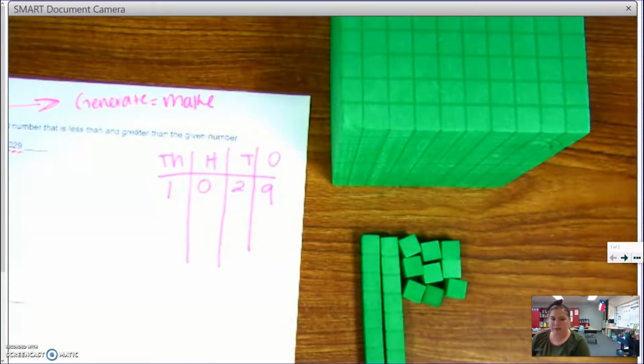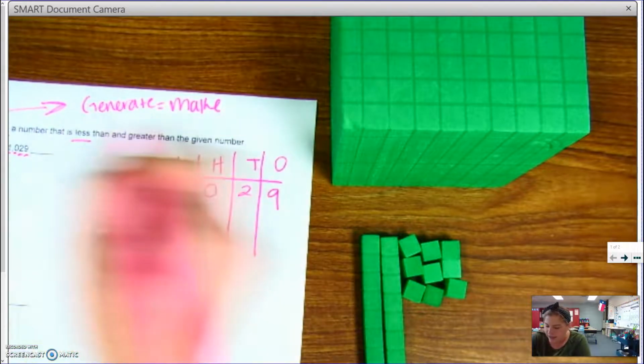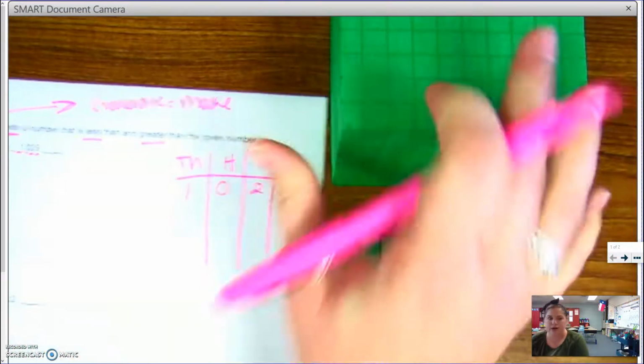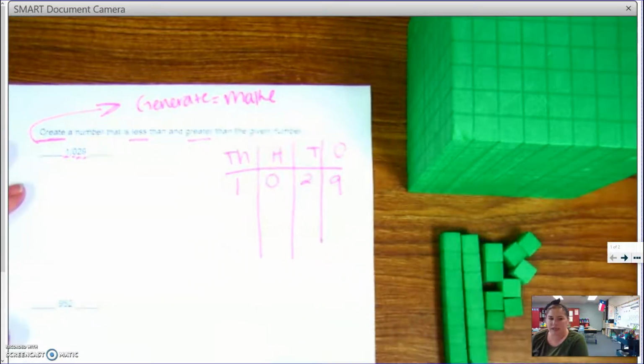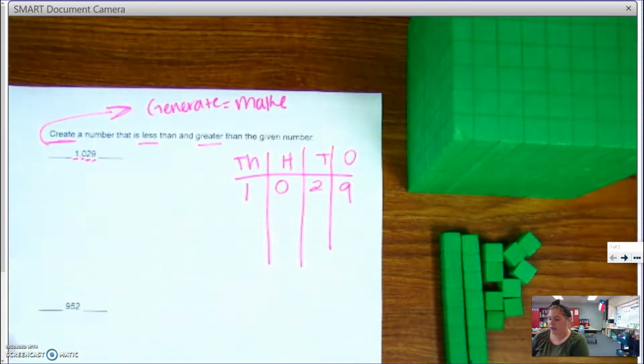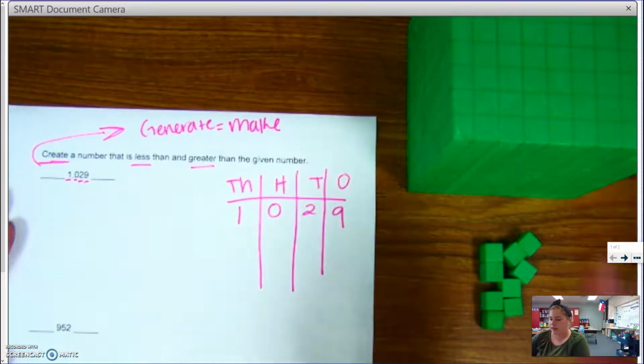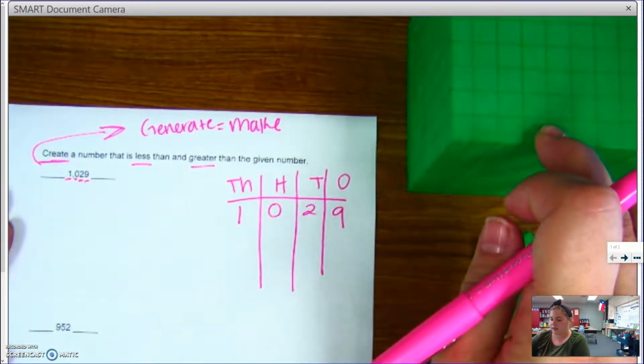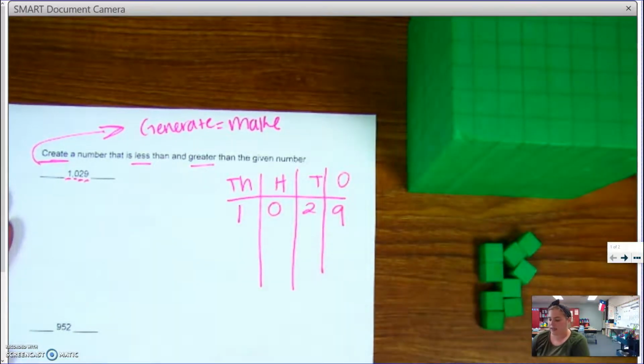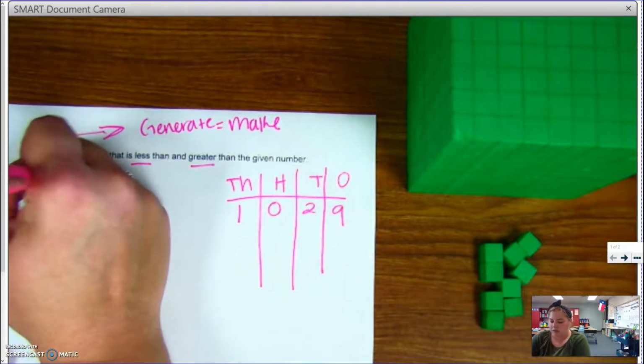I need to make a number that is less and a number that is greater than 1029. I know that if I took these 2 rods away, that would give me a number that's less. That's 1000. Then I have a 0 in the tens place now, 9.